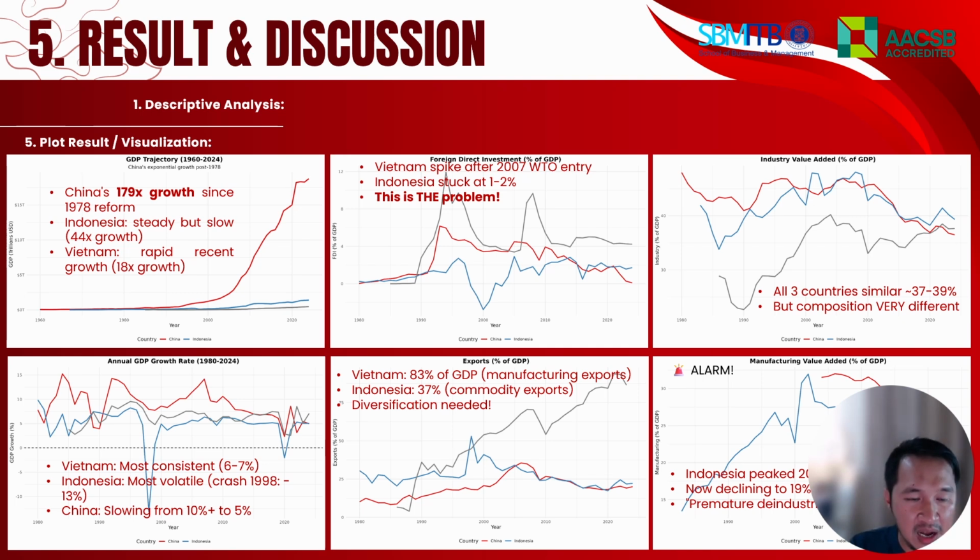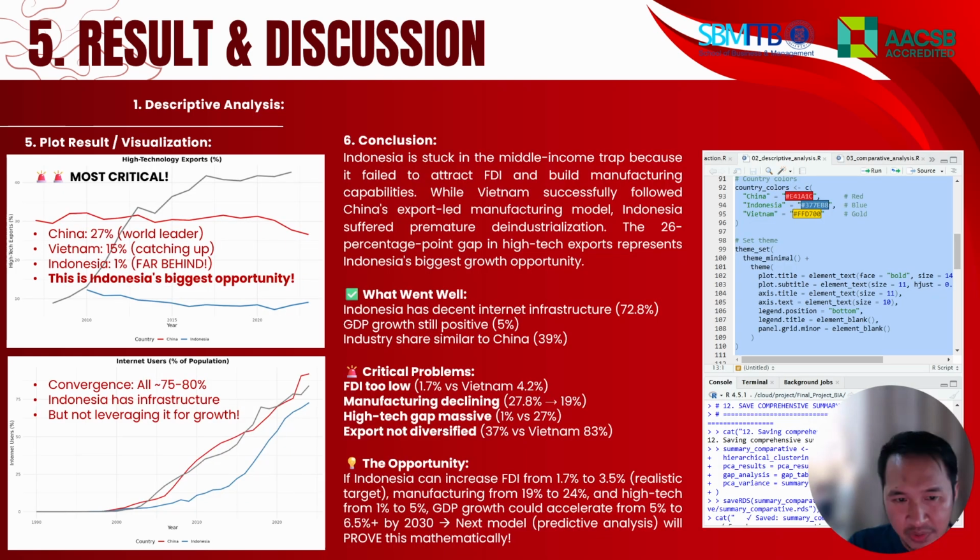China experienced 179 times growth since the 1978 reformation. Indonesia is steady but slow. Vietnam lagged behind, but has rapid recent growth, so we cannot take it easy. Vietnam spiked after its 2007 WTO entry, but Indonesia is stuck at 1 to 2%. This is the problem. We have alarms. Indonesia peaked at 2026.